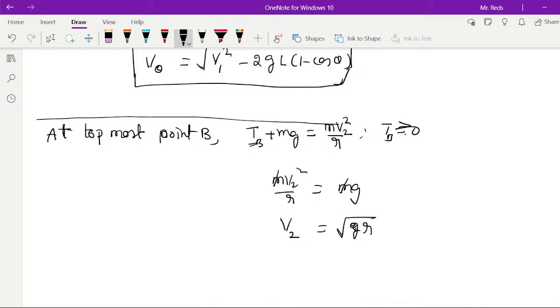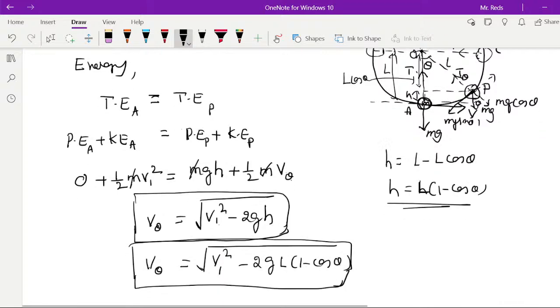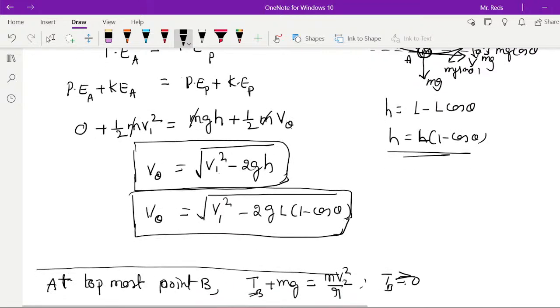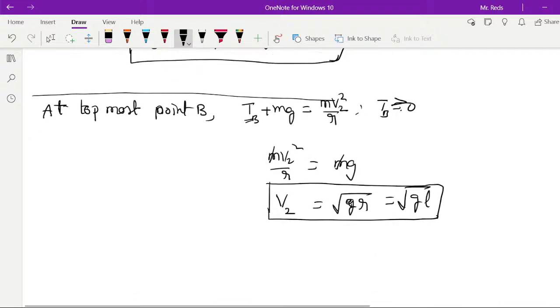If you take the radius as L, then square root of gL will be the minimum velocity at the topmost point for vertical circular motion to be completed. Write down this formula, guys, and remember it, because while doing the numericals, direct numericals may also come up.